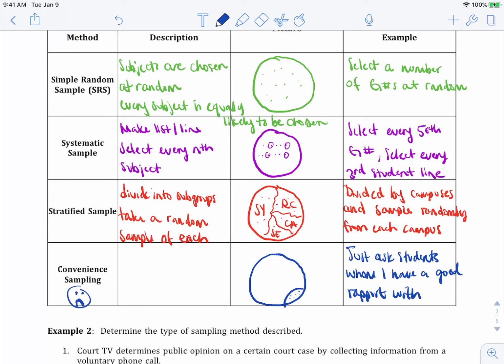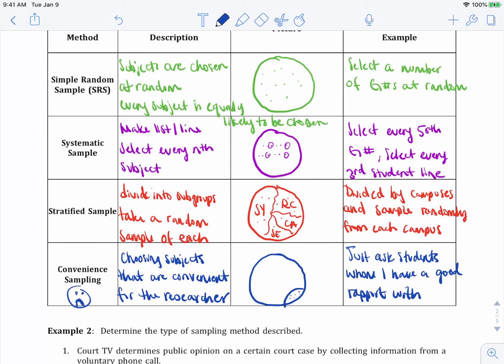Or like, I don't know, conveniently, I'm just standing in the cafeteria and I'm going to just ask students that talk to me, all right? I'm not going out of my way to make sure our entire population is being represented. So this is choosing subjects that are convenient for the researcher. So be aware of this one, especially when the media is giving you information.